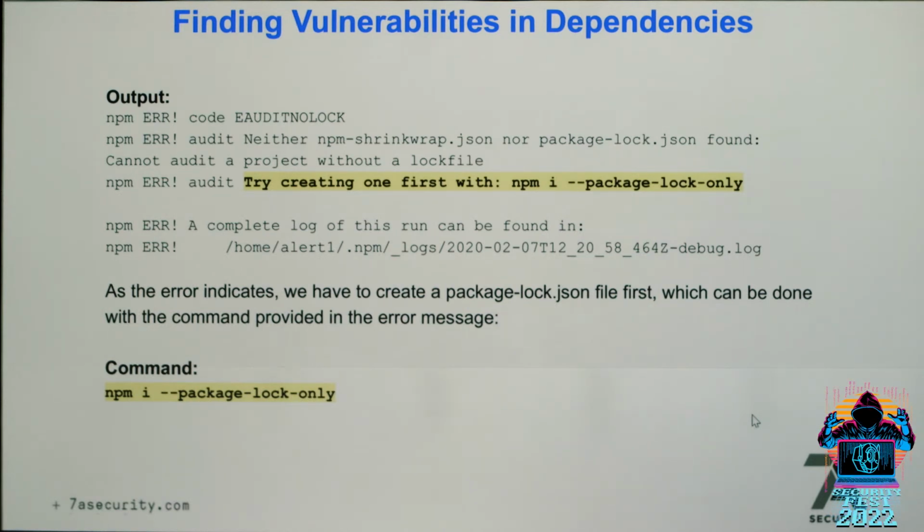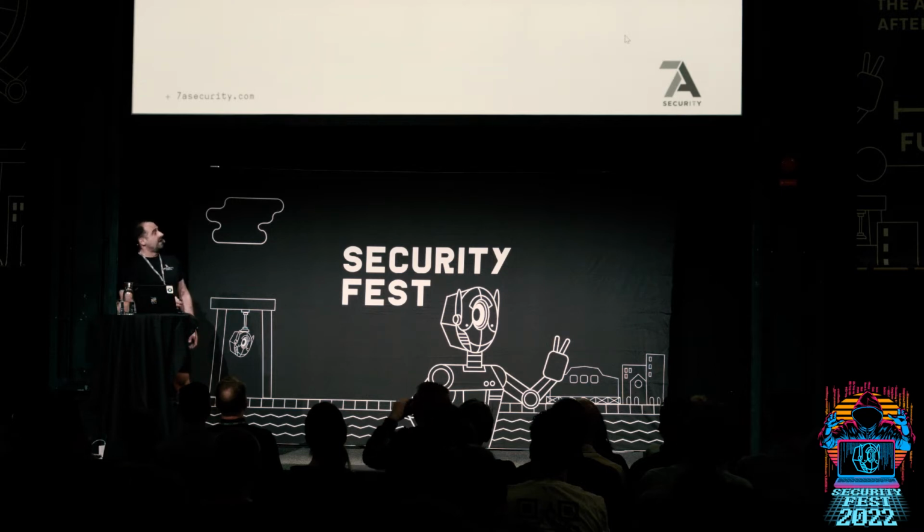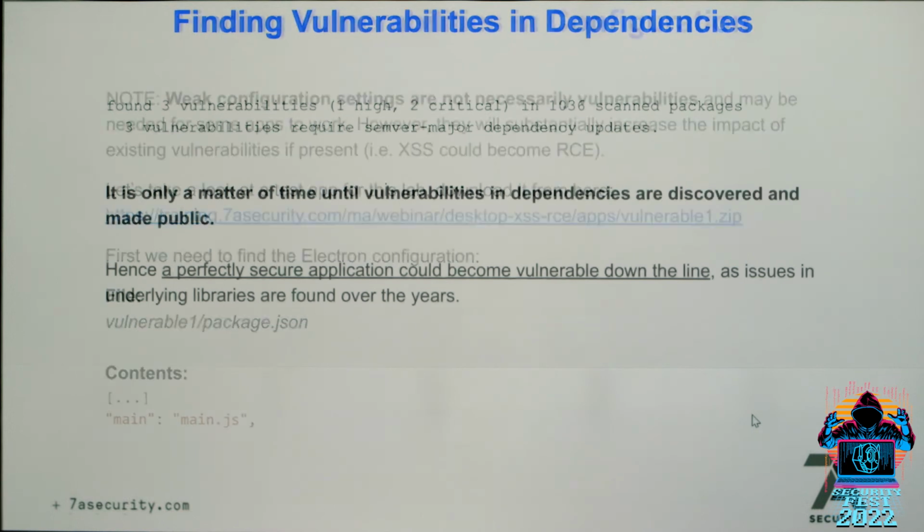When you get this, it is because you can have a dependency that has a dependency that has a dependency. So the tree of dependencies has to be resolved first. And then this will create this package-lock.json file. And then you can run npm audit, and you will get some vulnerabilities with this, right?